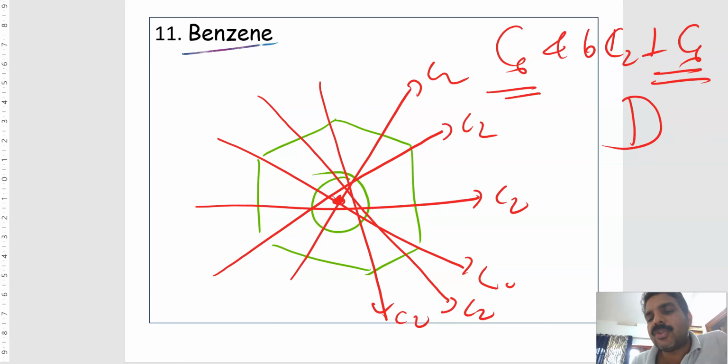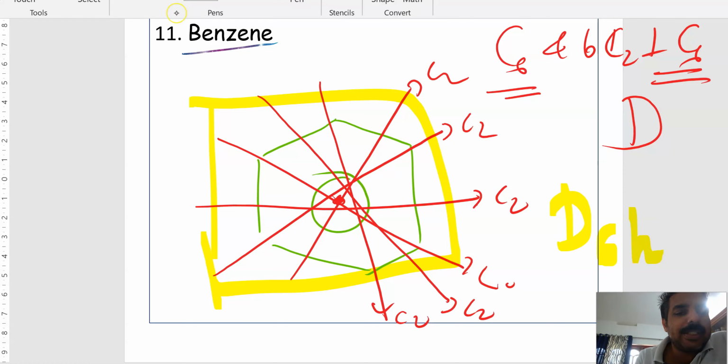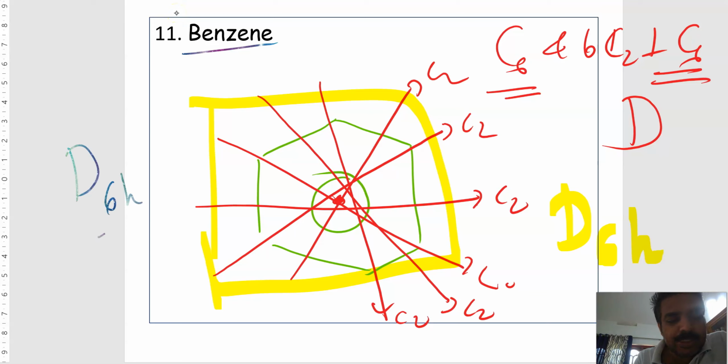So the category belongs to D. And it is, of course, a planar molecule. Then there will be a sigma h plane. The molecular plane itself is a sigma h plane. So the point group will be D6h. The point group of benzene is D6h.